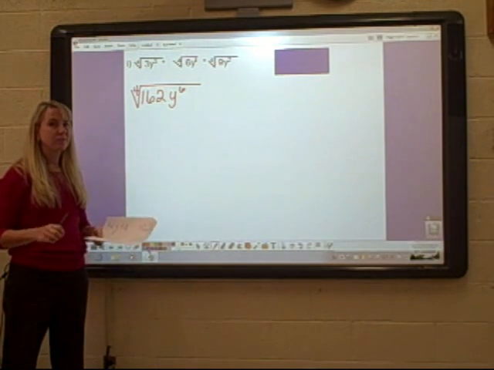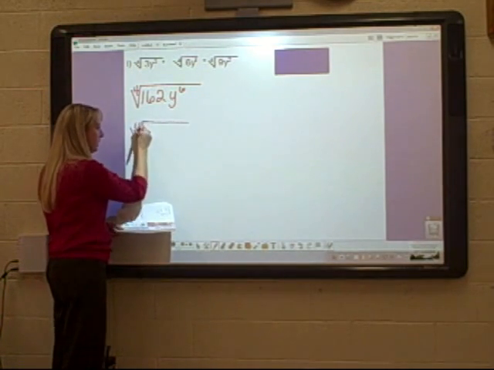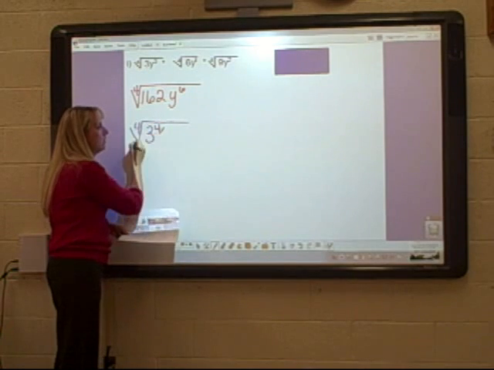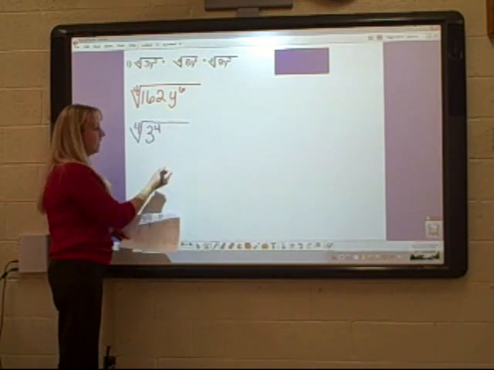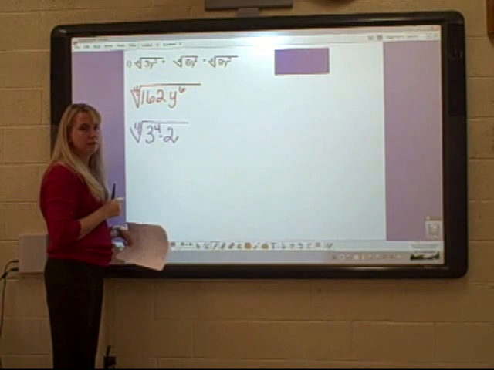So once again, a lot of trial and error in your calculators. Well, 162 can be written as 3 to the 4th, which is 81, and then times 2. Well, 81 times 2 is 162.